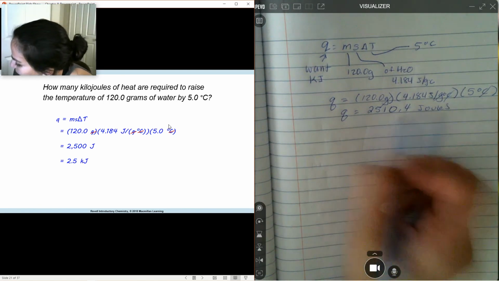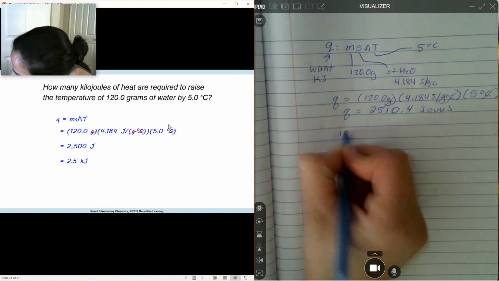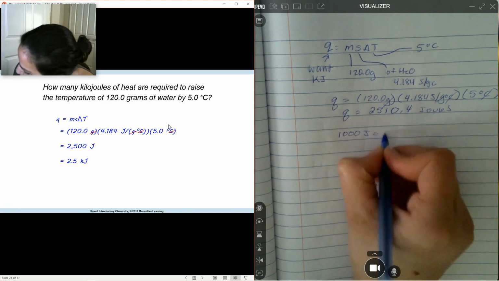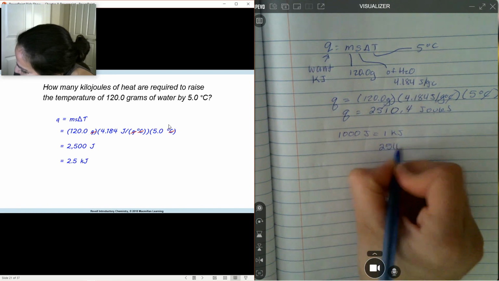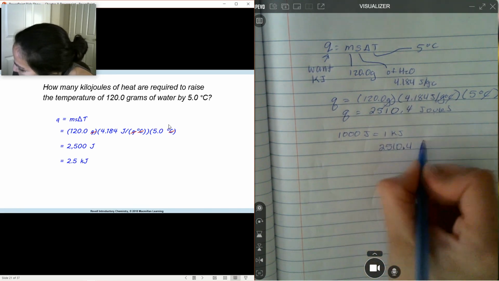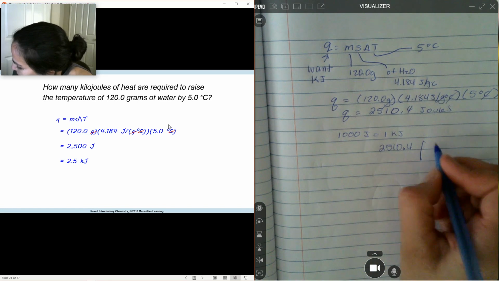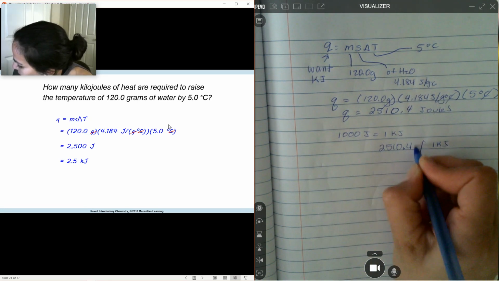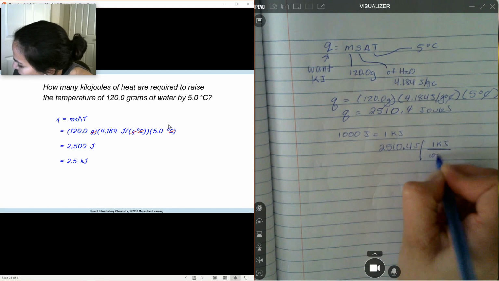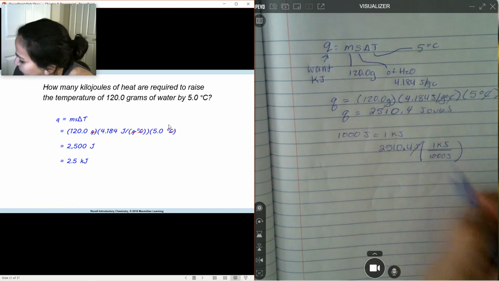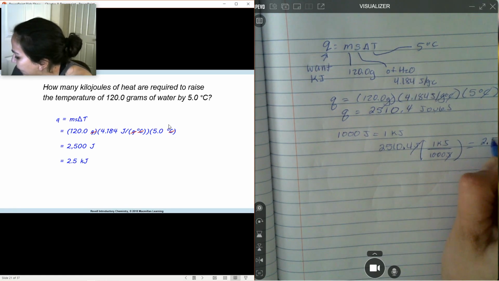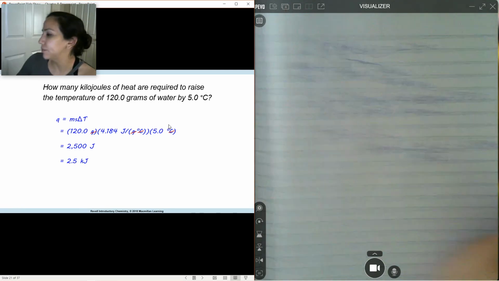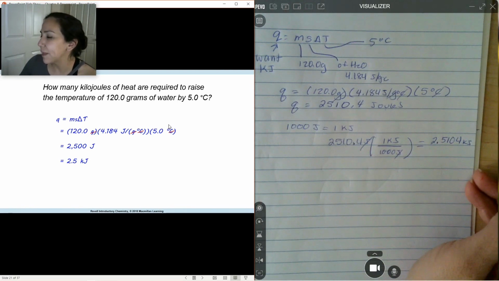Okay, so kilojoules, 1,000 joules equals 1 kilojoule. So therefore, if I have this number here, and I turn this equality into a conversion, 1 kilojoule over 1,000 joules, I could cancel out joules, right? And then I end up with 2.5104 kilojoules as my final answer.